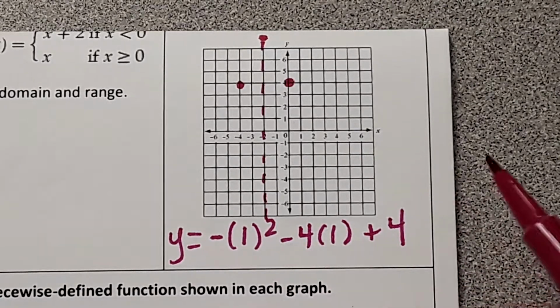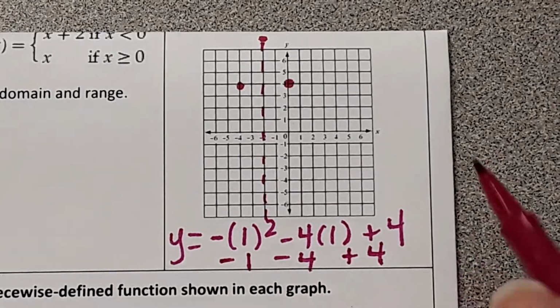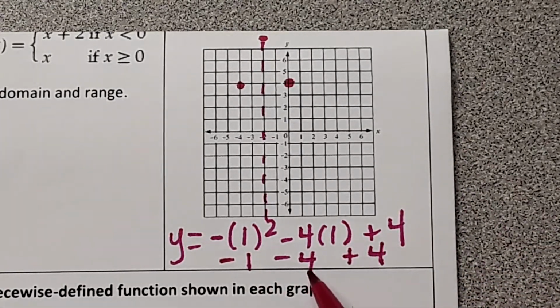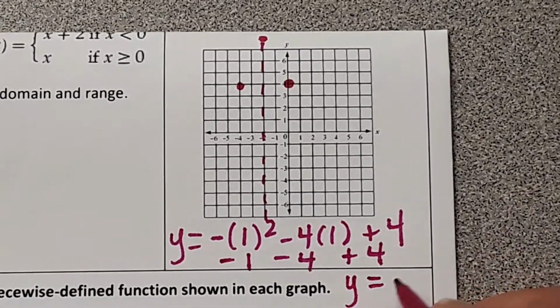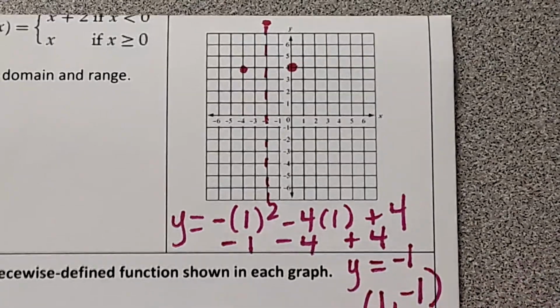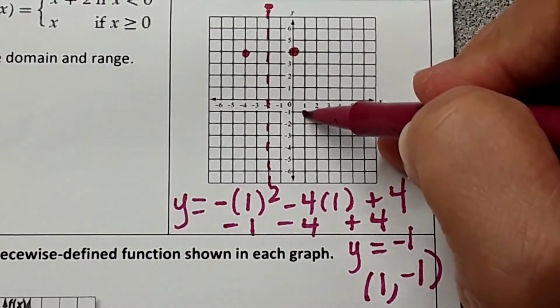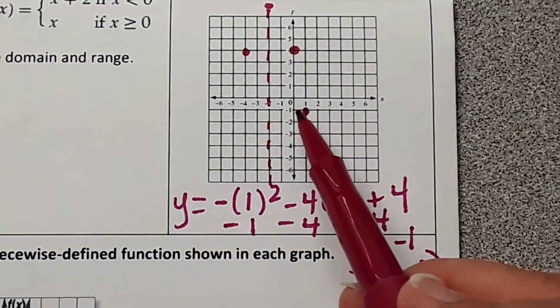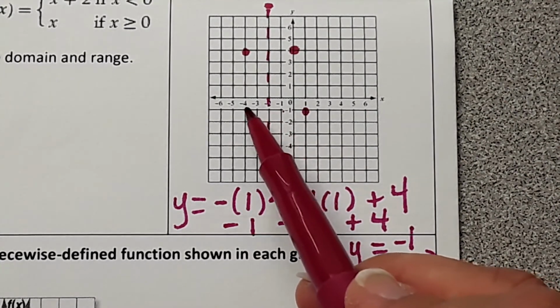So 1 squared is 1. So this becomes -1 minus 4 plus 4. Well, -1 minus 4 is -5. -5 plus 4 is -1. So when x is 1, y is -1. So I'm going to graph that. I'm going to go over to 1, down to -1. That is 1, 2, 3 away. So I'm going to have a point 3 away from the axis of symmetry on the other side. 1, 2, 3.